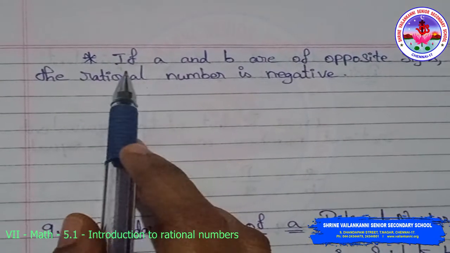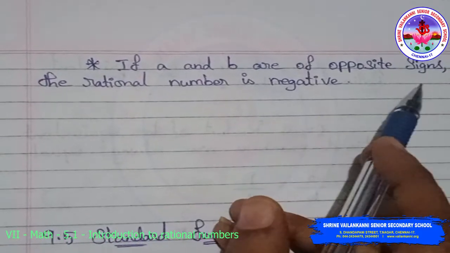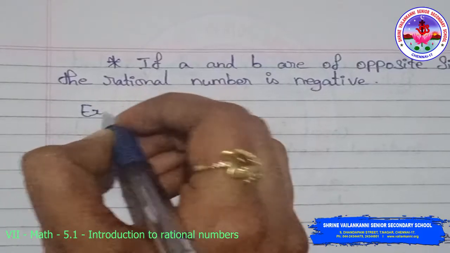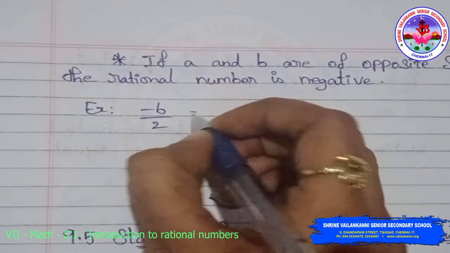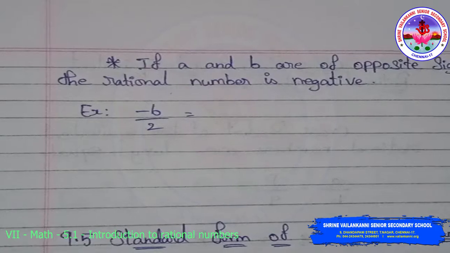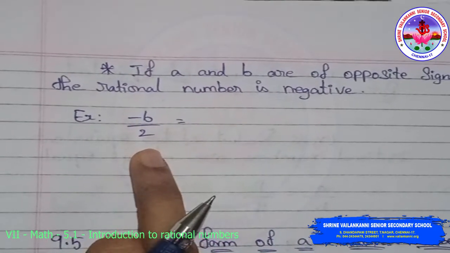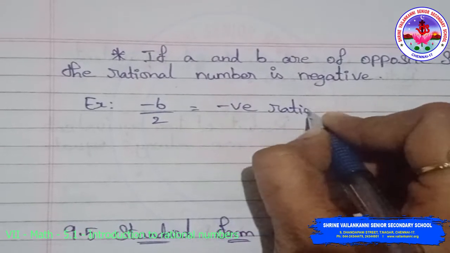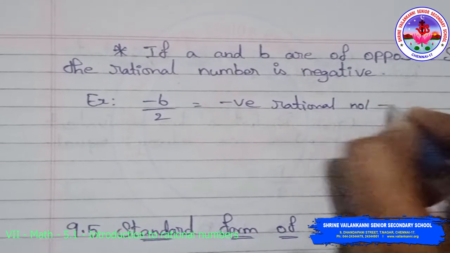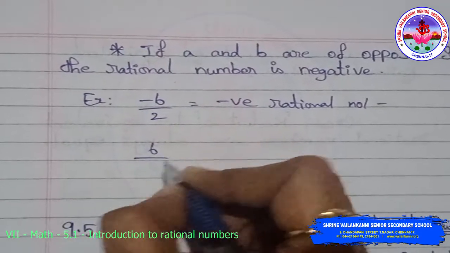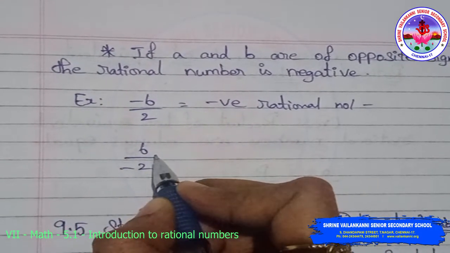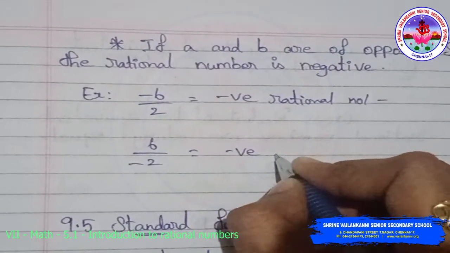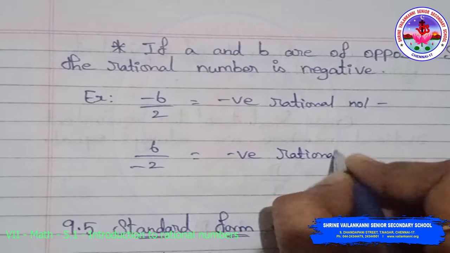Third one, if a and b are of opposite signs, the rational number is negative. For example, negative 6 by 2. Here the numerator is negative 6 and the denominator is positive 2, so it is a negative rational number. Another example, 6 by negative 2. Here the numerator is positive and the denominator is negative. This is also a negative rational number.